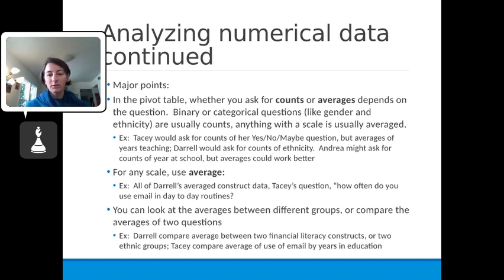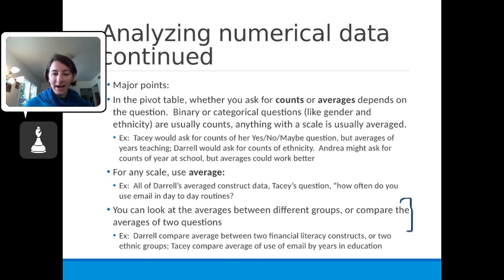An example of when you would use the average across all respondents for a scale is Tacey's question. How often do you use email in day-to-day routines, right? And then there was A, B, C, D, like 1 to 2 times, 3 or 4 times, etc. Okay. So those are going to download as 1, 2, 3, 4, 5. And then if you average across all 15 or so respondents, maybe it'll be 4.5, and you'll be like, wow, the average is actually pretty high that they often use email across these 15 respondents. Okay.